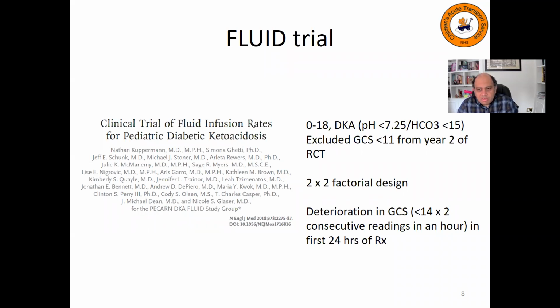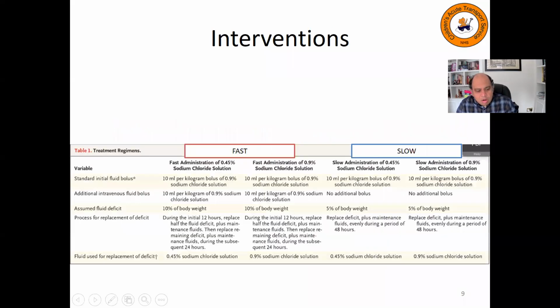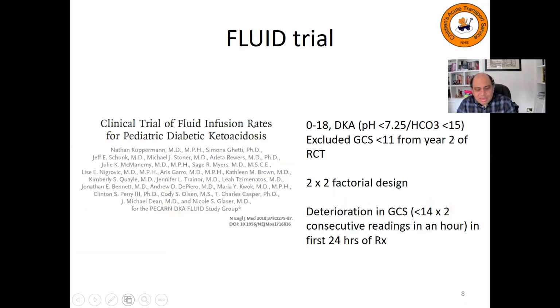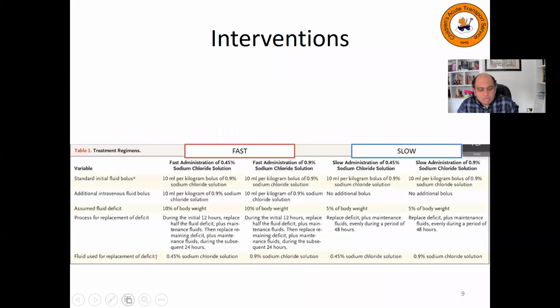But if you just take it from here, in the first year there were some patients with a GCS of less than 11, and for the second year there were no patients with a GCS of under 11 recruited to this trial. So already you recognize that what we normally deal with from a CATS perspective is a much sicker group of patients than this fluid trial. It's a 2x2 factorial design. If you just move on to the next slide.